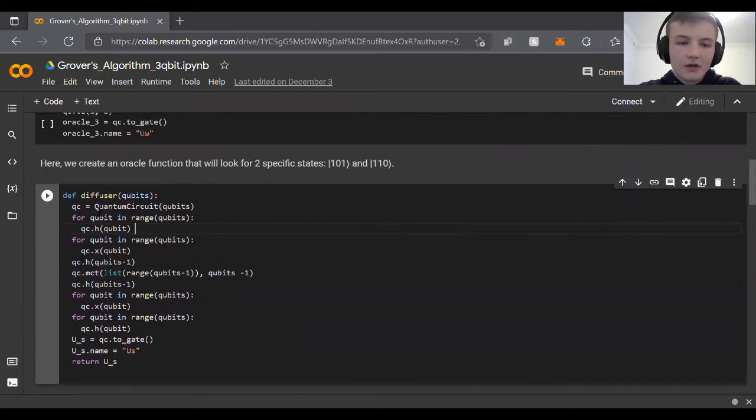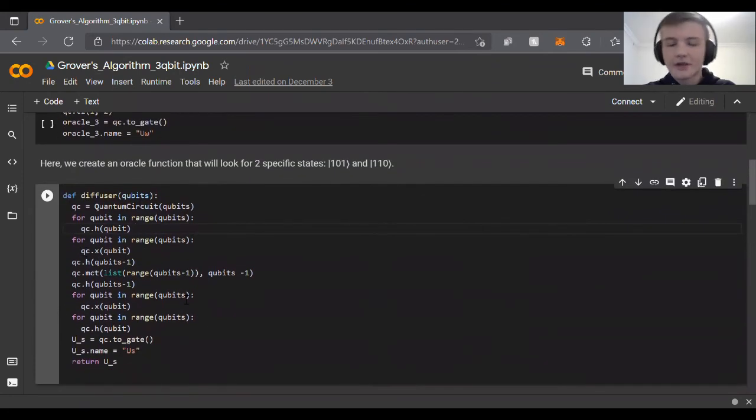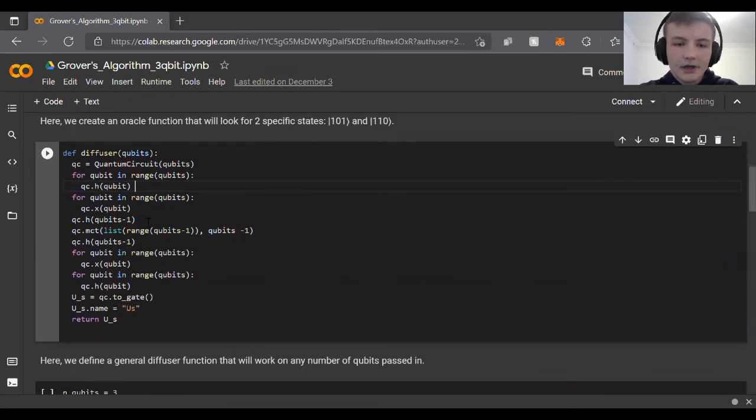So once again, we apply H's to all of our qubits, which will take them out of superposition. We will apply X gates to all of them, which will take them to the 1 state. And we will apply a multi-controlled Z, targeting this last qubit. We will reverse what we did over here, and then once again reverse our X's and reverse our Hadamards. This will produce that rotation that we were talking about earlier, which was 2 times the outer product of S minus the identity.